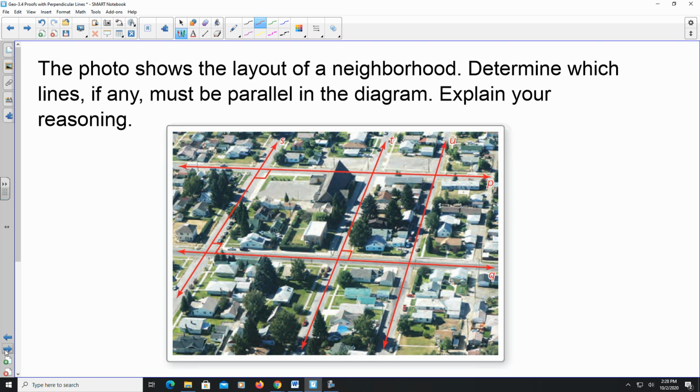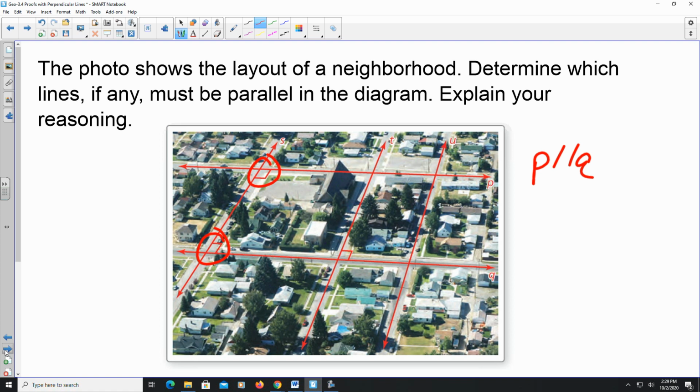Finally, here it says the photo shows the layout of a neighborhood, and it says determine which lines, if any, must be parallel in the diagram, and explain your reasoning. First off, we can look at line P and line Q, which are both perpendicular to line S. If you notice, they both have 90-degree signs attached at the intersections of P and S and also Q and S. So by the lines perpendicular to a transversal theorem, we can say that P is parallel to Q.